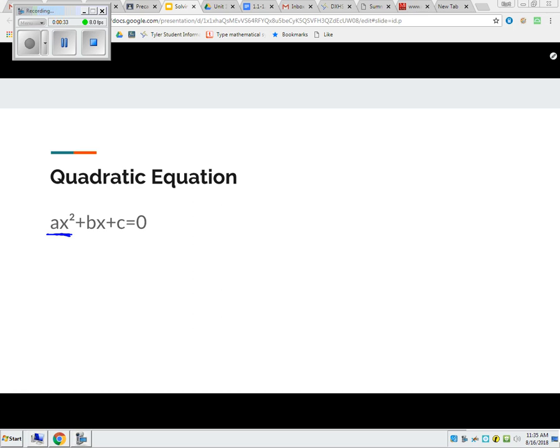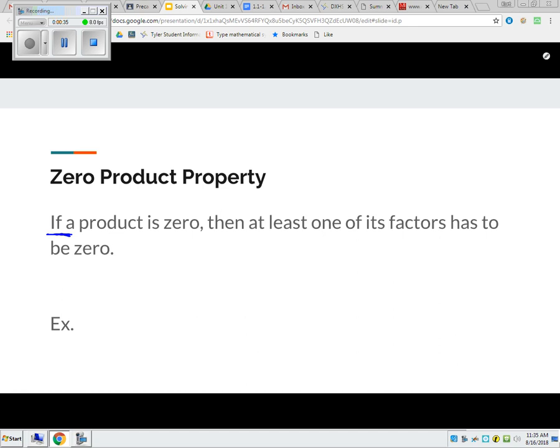In order for factoring to take place, we do have a very important property that we need. It is called the zero product property. The zero product property says if the product is zero, then at least one of its factors has to be zero. So in other words, if I have two things being multiplied together, I'm just going to say A and B. In order for that to equal zero, A has to equal zero or B has to equal zero.